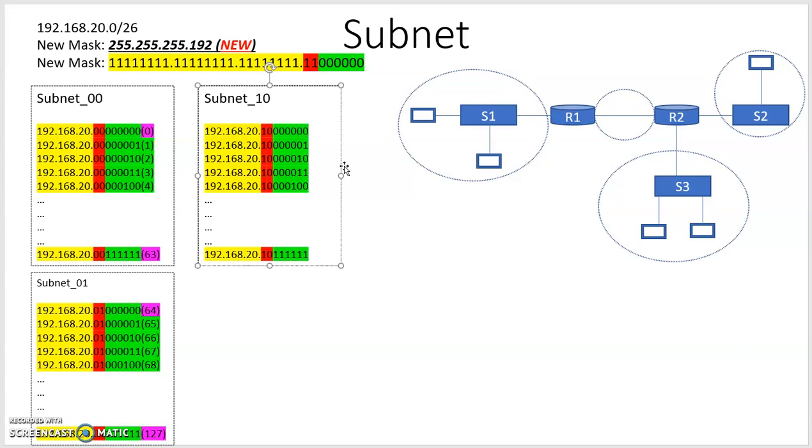So what number is this? This number is 128. If this is 128, then the next must be 129, 130, 131, 132. Keep going, and at the end, what is this number? 1 0 and 6 ones. What number is this? This is 191.